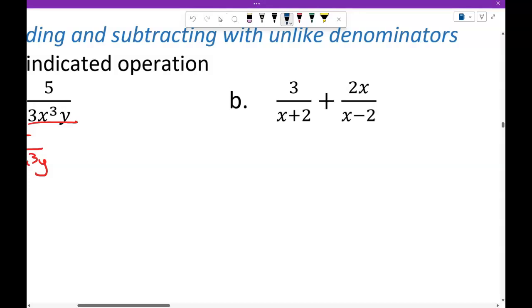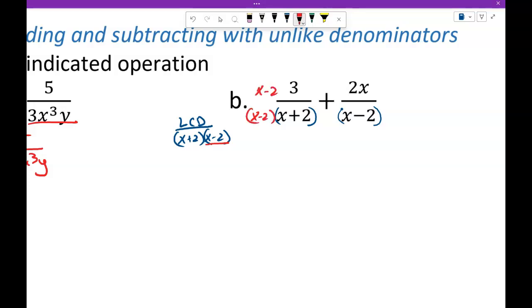For b, we notice our first denominator only has one factor of x minus 2. Our second denominator only has one factor of x plus 2, so our least common denominator is the product of those two factors. So we'll go ahead and multiply by whatever they're missing. Our first fraction is missing the x plus 2, so we multiply both sides by x plus 2. Our second fraction is missing the x minus 2 in its denominator, so we multiply top and bottom by x minus 2.